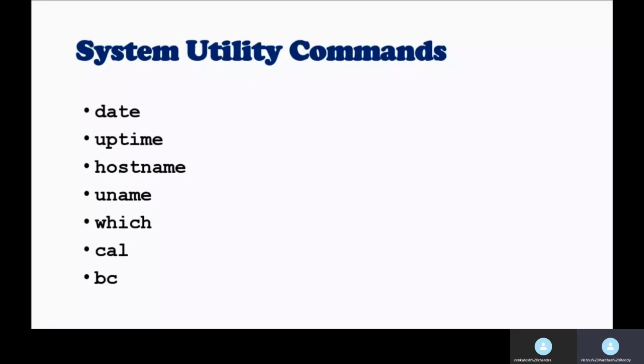So system utility commands. These are the basic commands. So how to check the date, using the date command, and then uptime. The uptime shows how many users are logged in, from when it was rebooted, and how much time the users have been logged in. Everything is displayed by uptime.